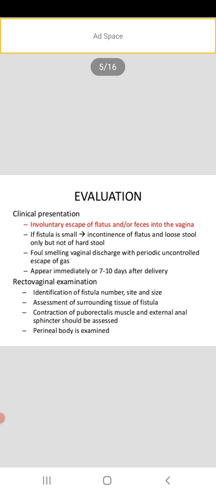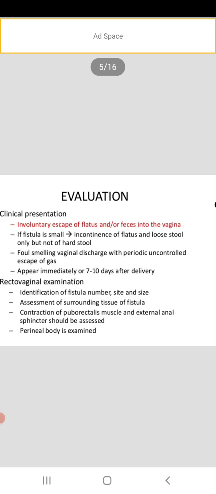In evaluation, the clinical presentation is involuntary escape of flatus and/or feces into the vagina. If the fistula is small, there is incontinence of flatus and loose stool only, but not of hard stool. Foul smelling vaginal discharge with periodic uncontrolled escape of gas appears immediately or 7 to 10 days after delivery. Then rectovaginal examination: identification of the fistula, its number, site and size, and assessment of the surrounding tissue. Contraction of the puborectalis muscle and external anal sphincter should be assessed, and the perineal body is examined.